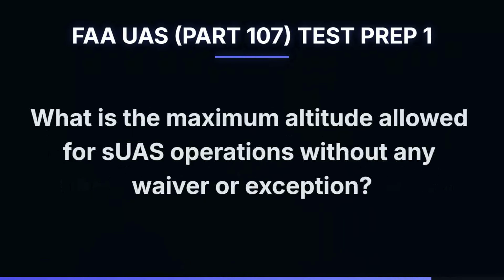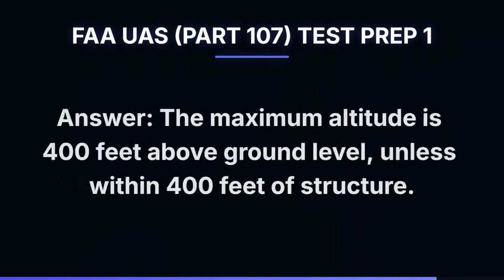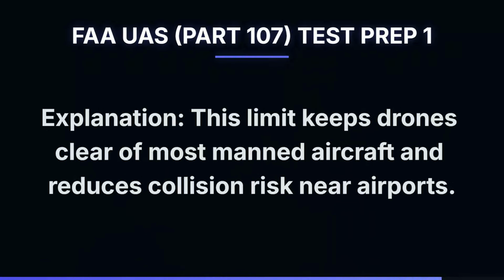2. What is the maximum altitude allowed for SUAS operations without any waiver or exception? The maximum altitude is 400 feet above ground level, unless within 400 feet of a structure. This limit keeps drones clear of most manned aircraft and reduces collision risk near airports.